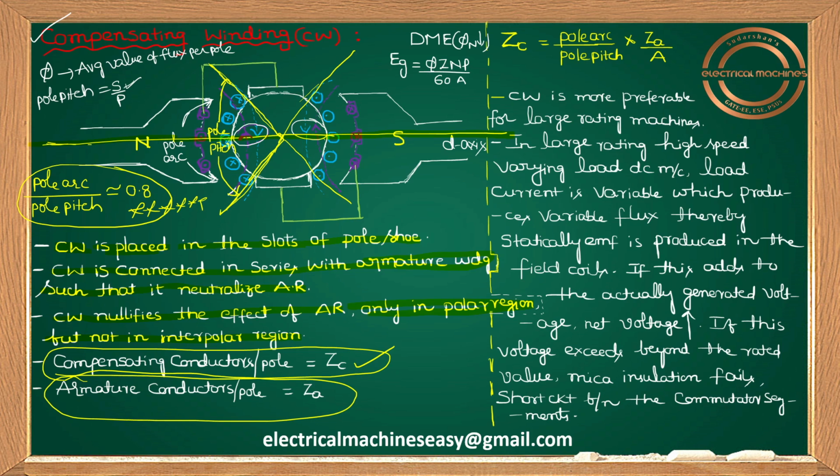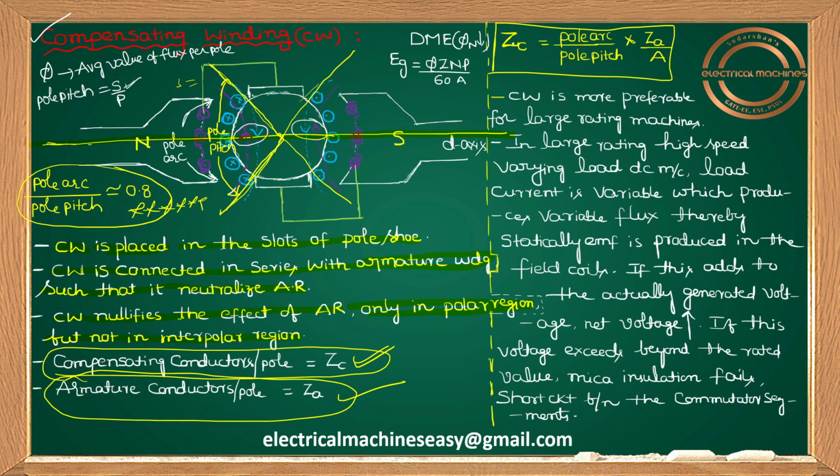See, in this example, if I place one conductor in each slot, 1, 2, 3, 4, 5 armature conductors are there per pole. That 5 I'm giving the nomenclature ZA, armature conductors per pole. Now tell me, do you think that ZC and ZA are equal here? No. Compensating conductors per pole in this example I had taken 3, armature conductors per pole I had taken 5. So 3 is not equal to 5.